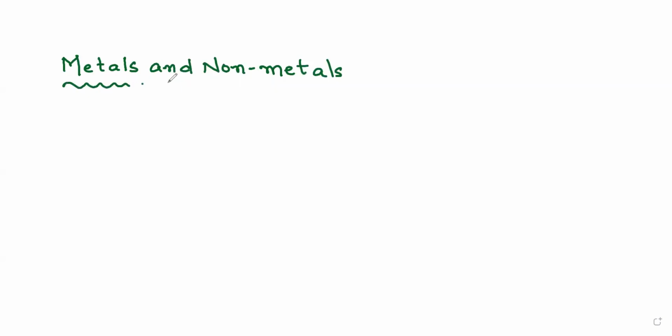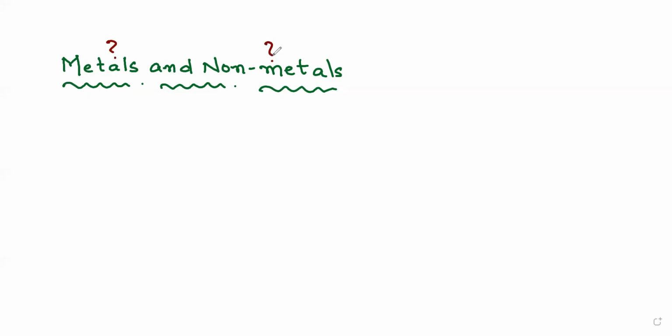Children, we were learning about metals and non-metals. Last class we started with the third chapter of chemistry, metals and non-metals. The chapter starts with physical properties of metals and non-metals, continued by the chemical properties. But before that, you need to know what a metal is and what a non-metal is.